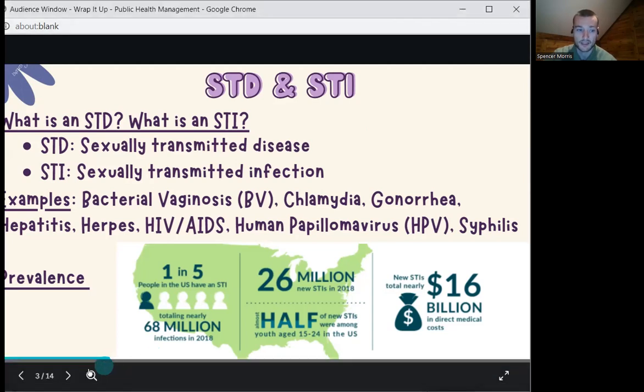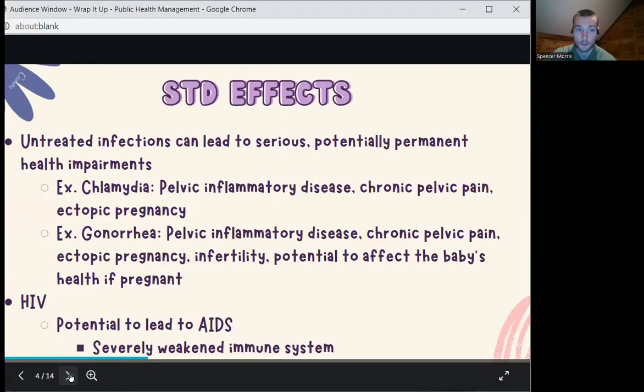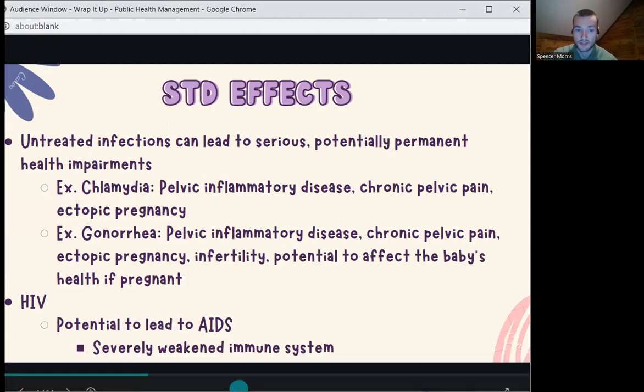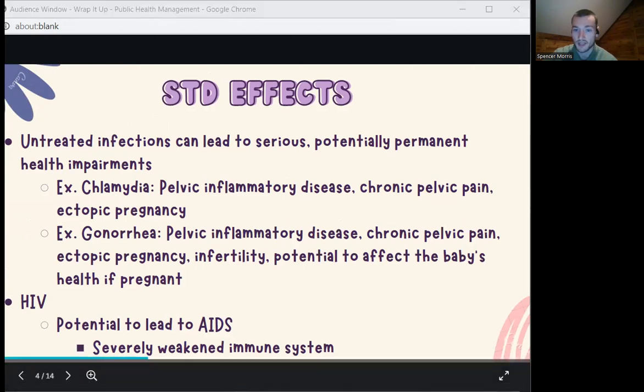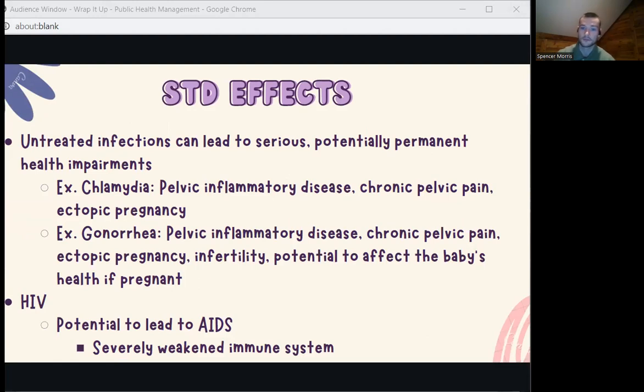Now that we have an idea of what is an STD or an STI, as well as the commonality and prevalence of STDs, it is important to consider what are the health effects and ramifications of STDs. So STDs, even if you are without symptoms, can cause serious permanent health problems. STDs, again, untreated, can cause serious and permanent health problems, and you can see here a few examples.